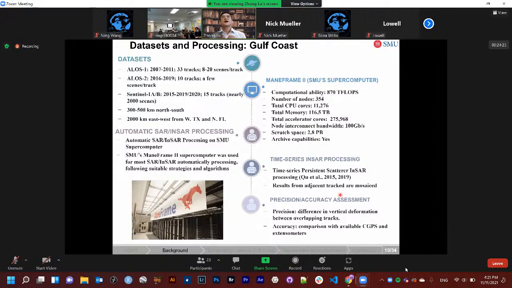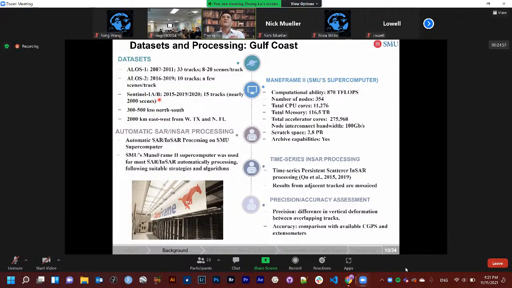So what we did for this work is take all the available data sets we could find over the Gulf Coast. Primarily we used ALOS-1 data, and for a few metropolitan cities over Houston, we also used other InSAR data. But primarily for the whole Gulf Coast, we used ALOS-1 data, and a little bit of ALOS-2 data. This is the Sentinel-1 data from the European Space Agency.